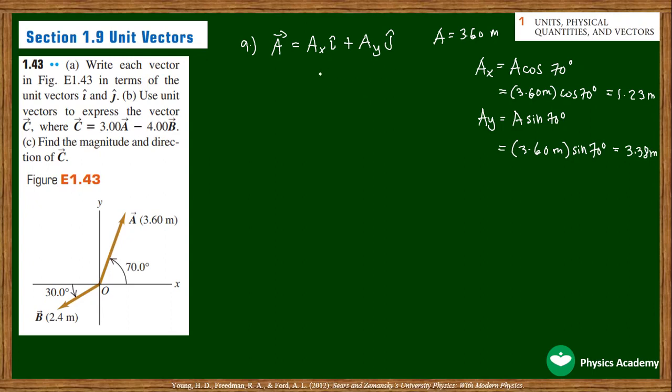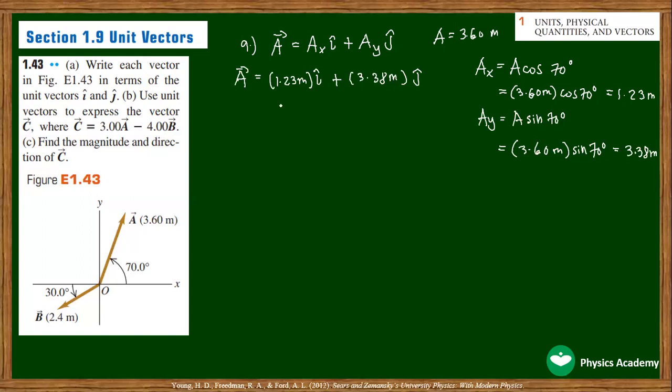Since you have this already, you can write your vector A in terms of the unit vectors as 1.23 meters i hat plus 3.38 meters j hat. So that is for vector A.